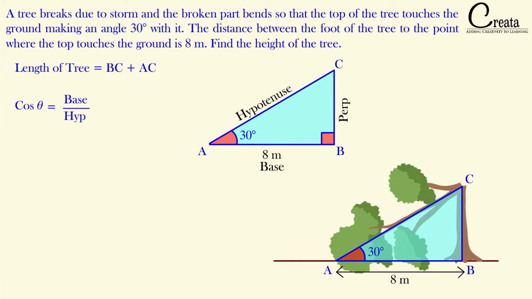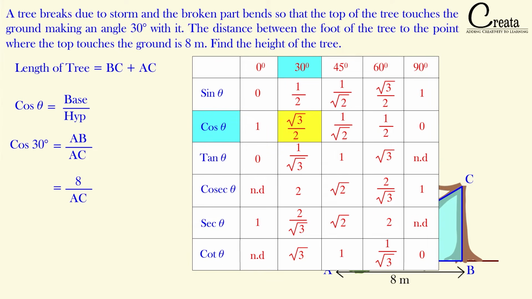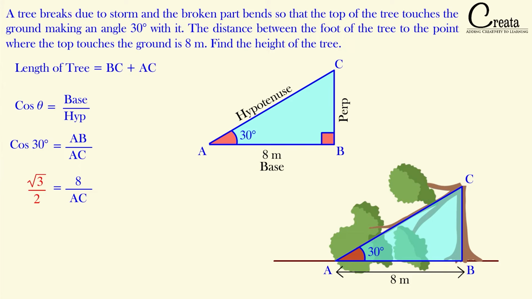Cos theta is base upon hypotenuse. So cos 30 degree will be equal to AB upon AC. AB is given as 8 meter, and what is the value of cos 30 degree? Let's refer to the trigonometric ratio table. It is root 3 by 2. So we got root 3 by 2 is equal to 8 upon AC. Let's find AC. AC we got as 16 upon root 3.